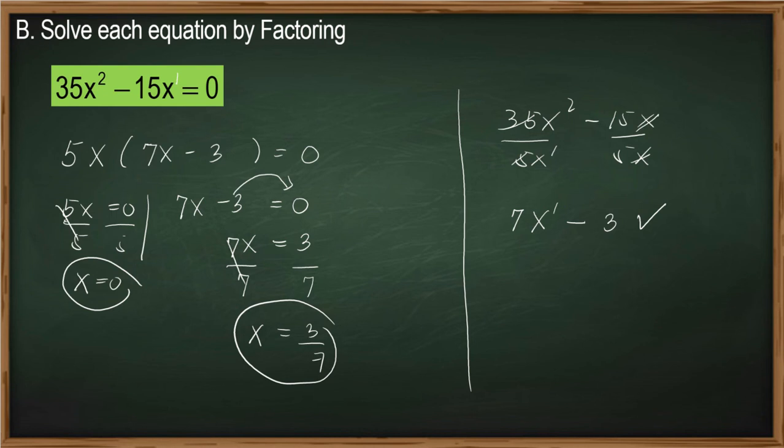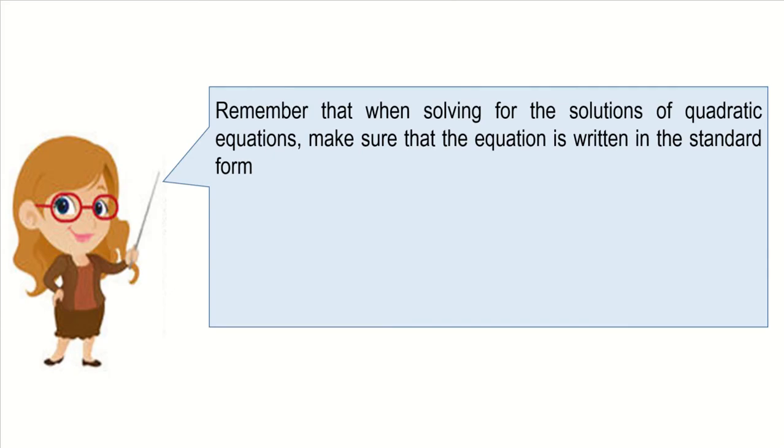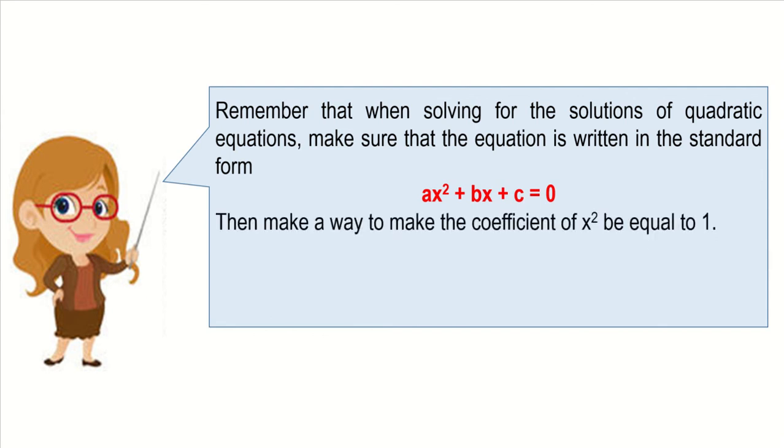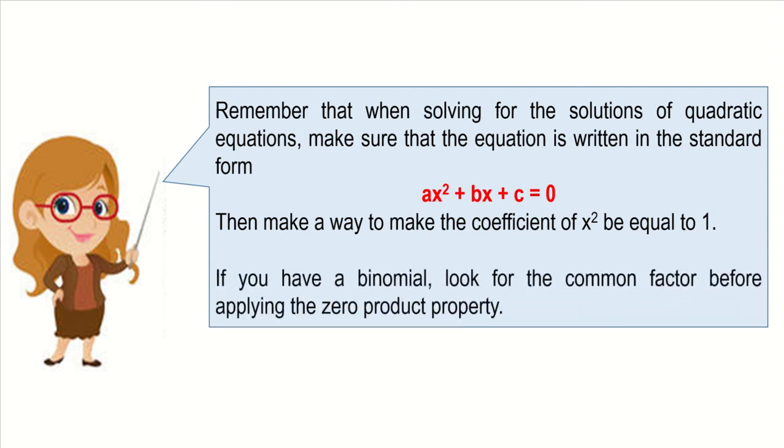So we are done with the examples. So always remember that when solving for the solutions of quadratic equations, make sure that the equation is written in the standard form, ax squared plus bx plus c equals 0. Then find a way to make the coefficient of x squared equal to 1 before finding its factors. If you have a binomial, look for the common factor before applying the zero product property.